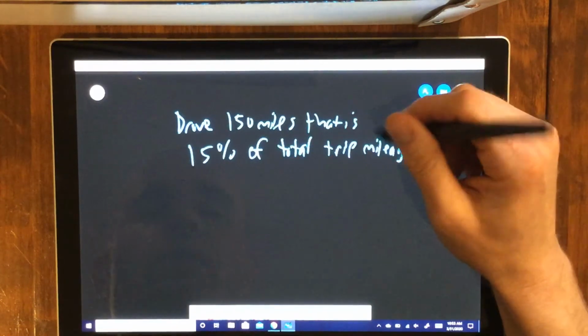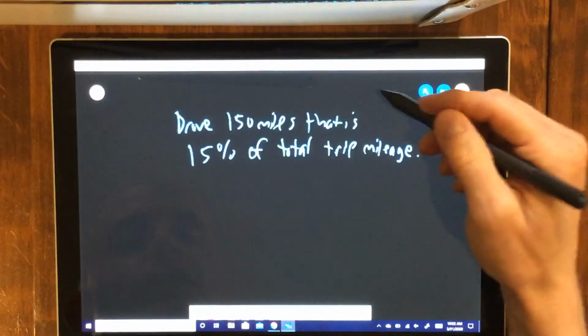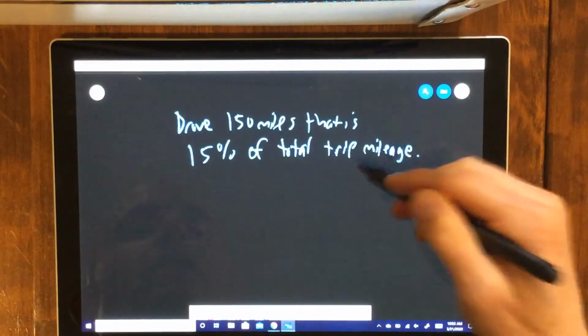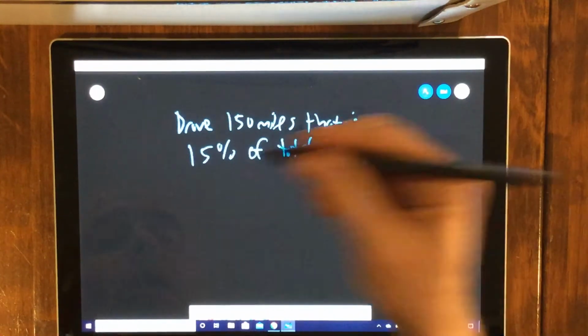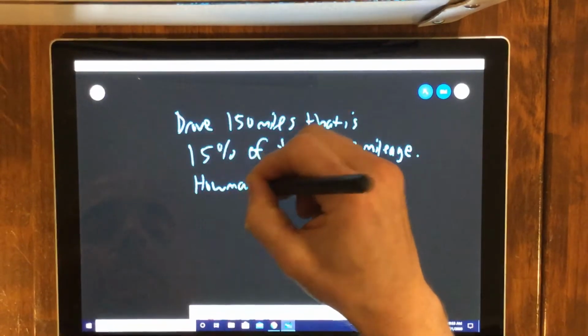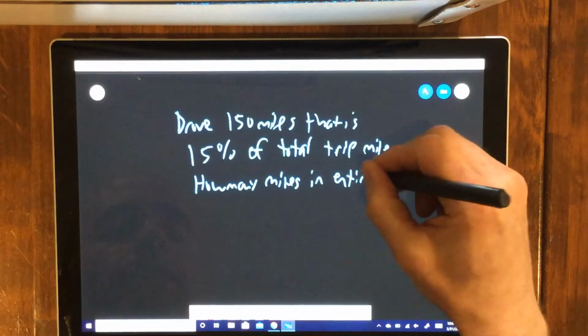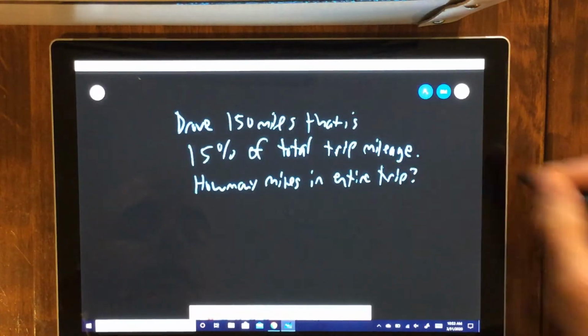So I'm using the same words again there, so let me rephrase that. You drove 150 miles, which is 15% of the total trip mileage. So I want to know how many miles in the entire trip. All right, that's the gist of it.